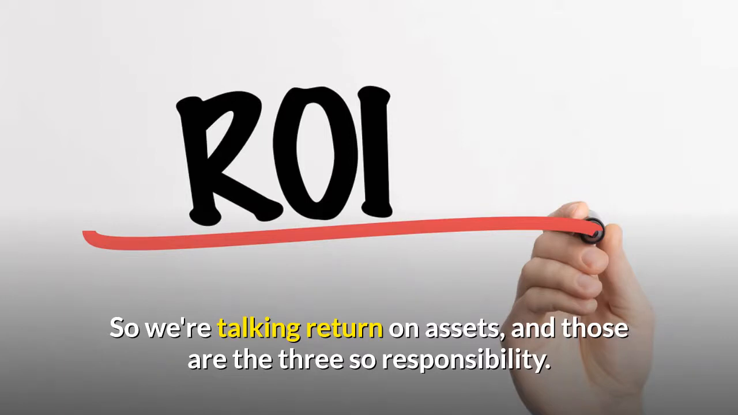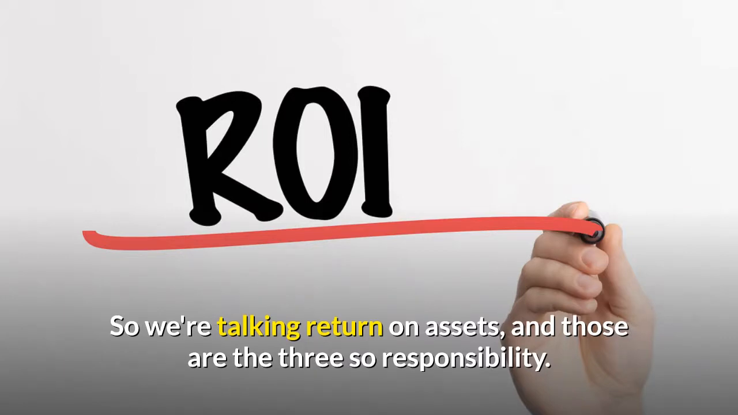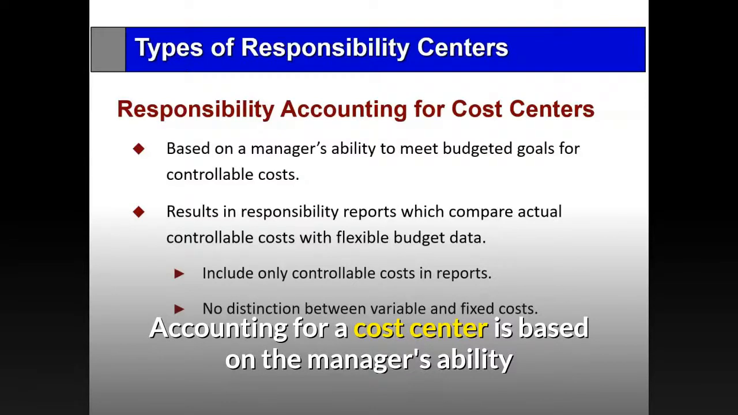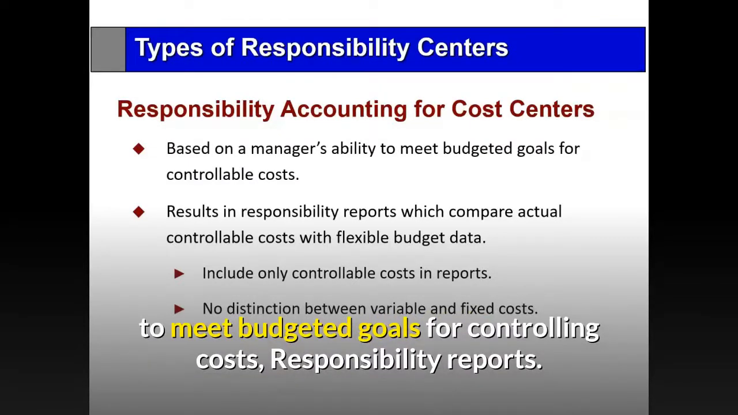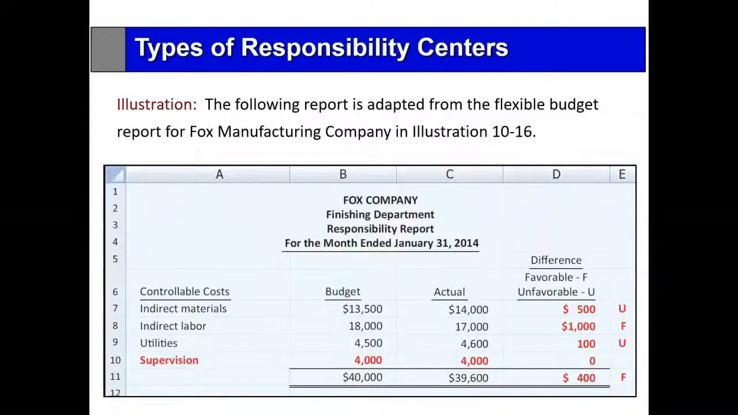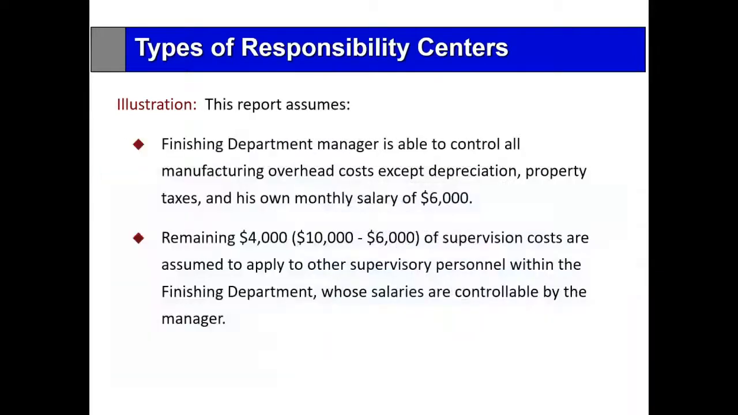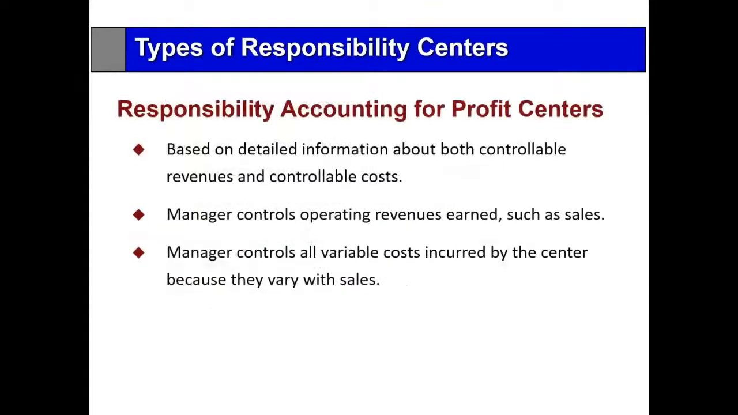So responsibility accounting for a cost center is based on the manager's ability to meet budgeted goals for controlling costs. Responsibility reports then simply compare the budget against the actual, as we've seen before, and the variance is highlighted as unfavorable or favorable. Now, the finishing department is able to control those costs from that report, you can see.